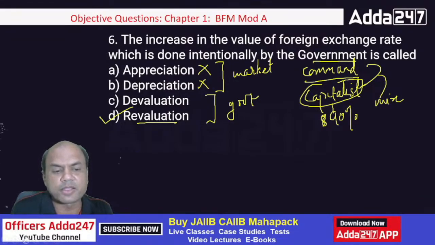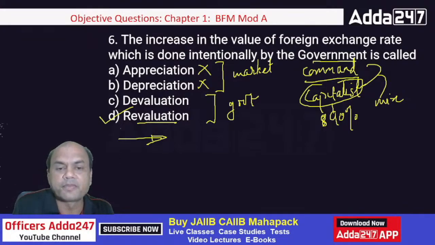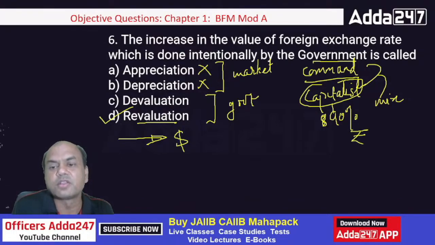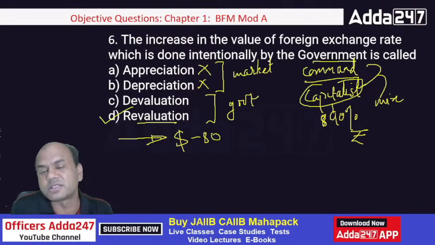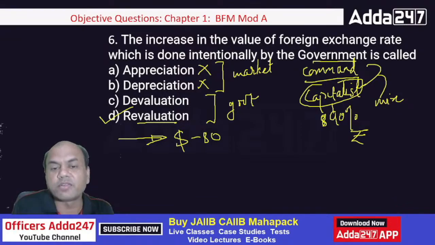Suppose I'm in the command economy and there are dollars to come in. Suppose there is some business of mine, I'm the leader, supreme. There are dollars to come in. So I'm in Bharat, so I'll be needing funds in rupees, right? So I'll be requiring funds in rupees. So what will I do? If $1 equals 80 rupees, I'll devalue my currency. So what will happen? This 80 will go to 90.